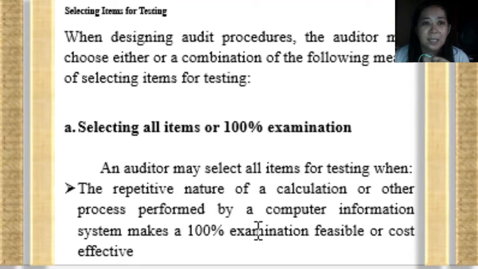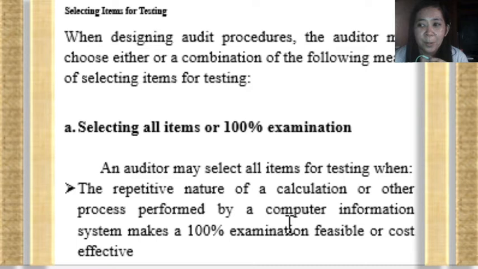Another is that the auditor will examine everything if there is a repetitive nature of a calculation or other process, performed by a computer information system. In this case, the auditor can perform the audit procedure efficiently and in a lesser period of time because he is aided by the computer program or software. So in that case, he is able to evaluate everything.